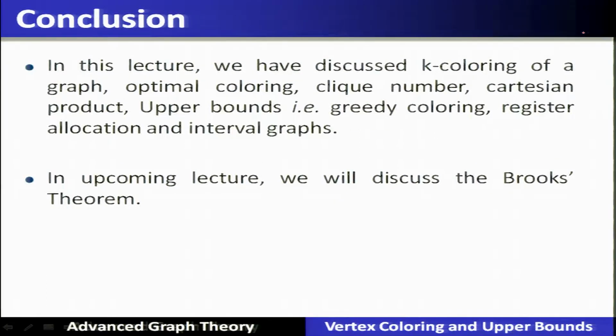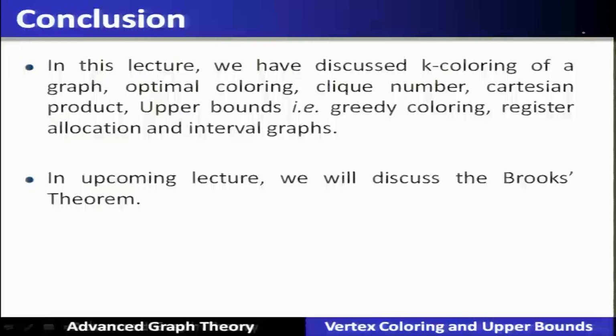Conclusion: in this lecture, we have discussed K coloring of a graph, optimal coloring, clique number, Cartesian product, and the upper bounds with reference to the greedy coloring. We have also seen an interval graph based coloring and an example based on it, that is about register allocation. In upcoming lectures, we will discuss the Brooks theorem. Thank you.